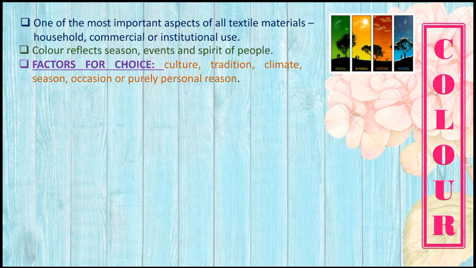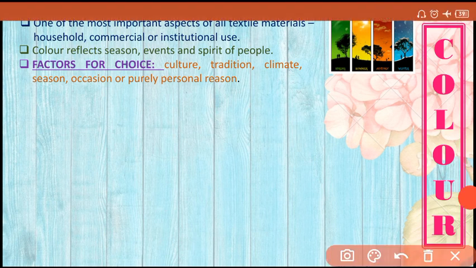First is the most important element, that is color. Whenever you go to a shop, the first thing which strikes you when you are purchasing a cloth is, "Brother, show me that color, the green one." And all the other things come later. Life is characterized by color in every field, every moment. Spring, summer, fall, winter, every season has a color. So one of the most important aspects of all textile material, rather all material, household, commercial, institutional, is color. It reflects season, events, and the spirit of people.